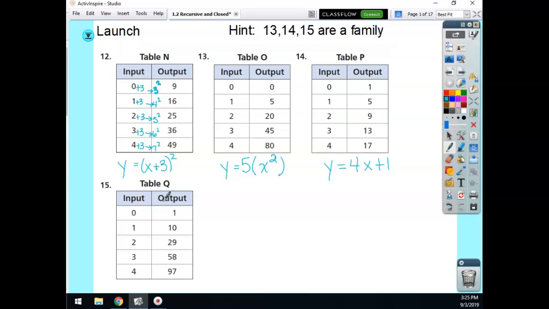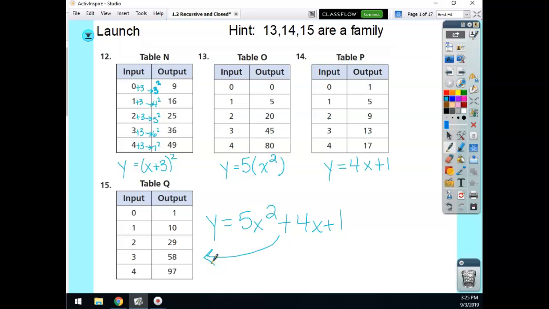What one of the students noticed today was that if we add the outputs from these two tables, it gives us the output for this table. So each one of these equations represents these outputs. So if we're adding these two outputs together to get this output, what would we need to do with these equations to get the equation for this one? Basically what we're saying is that we're just adding the two equations together to get this right here.